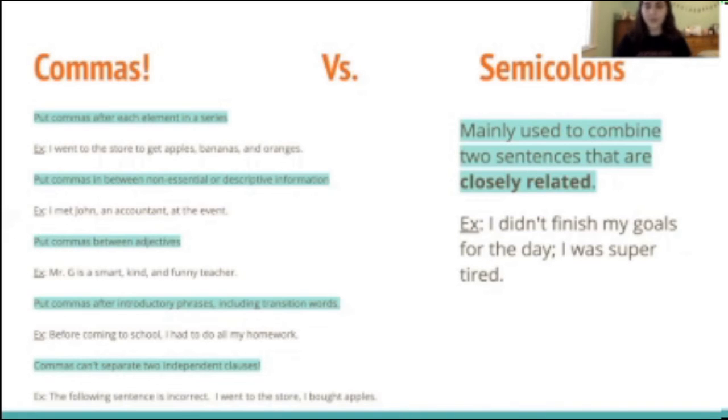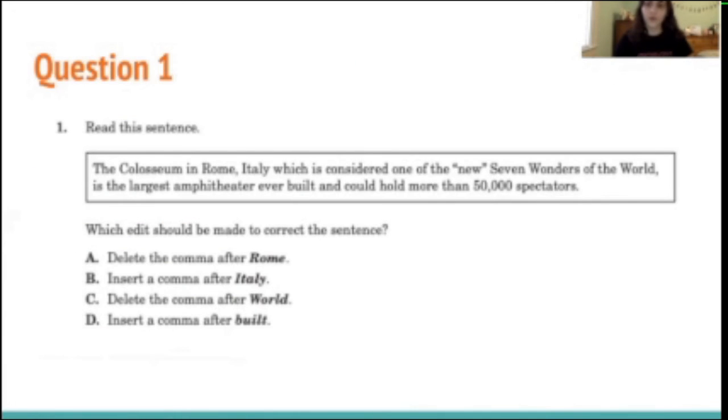The main use of the semicolon is to combine two complete sentences that are closely related. For example, I didn't finish my goals for the day; I was super tired. Now we're going to go over the questions from the worksheet in our description. Make sure you answer the 4 questions before watching the rest of this video.